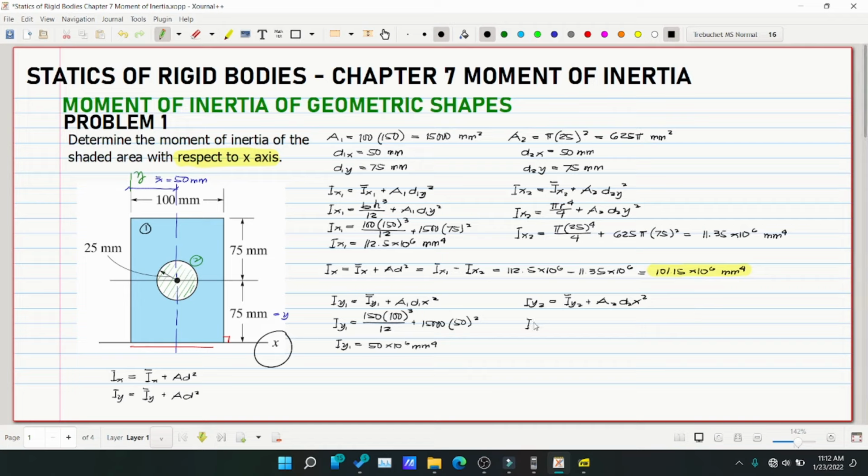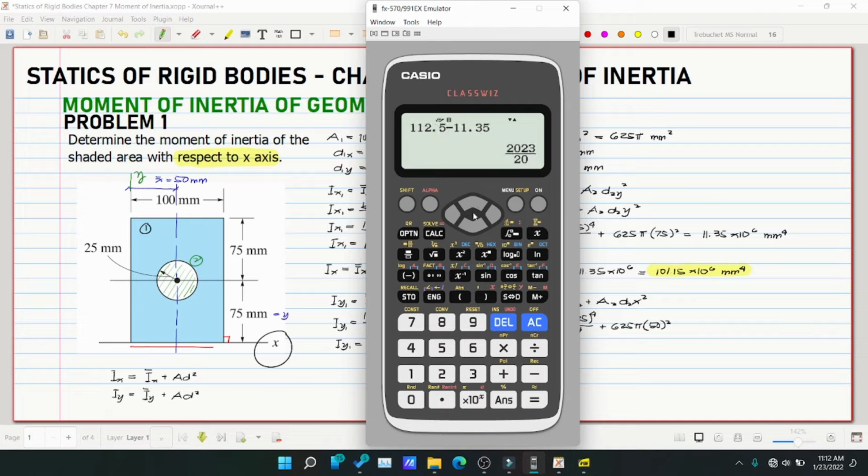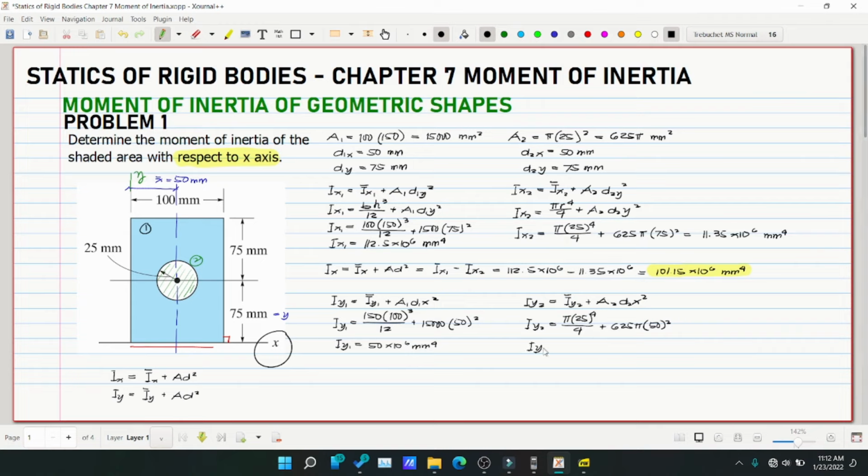Next, yung atin naman, Iy2 is equivalent to Iy2 bar plus area 2 d2x squared. So, this is Iy2. Pareho lang sila, di ba? Pi R raised to 4 over 4. So, ang pi natin, okay, so pi multiplied by 25 raised to 4 over 4. Area is 625 pi pa rin. Then, magbabago lang yung D. Okay, magiging na siyang 50 squared. So, balikan natin yung history ng ating calculation. Nasaan yung computation na yun? Ito. Okay. Then, palitan natin tong 75 ng 50. So, this is 5.22. So, Iy2 is equivalent to 5.22 times 10 raised to 6 millimeter to the 4th.